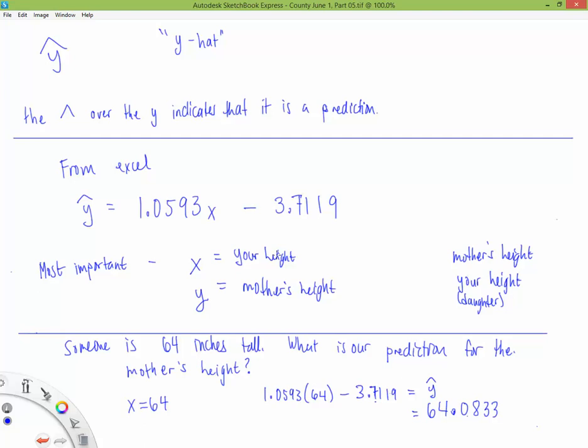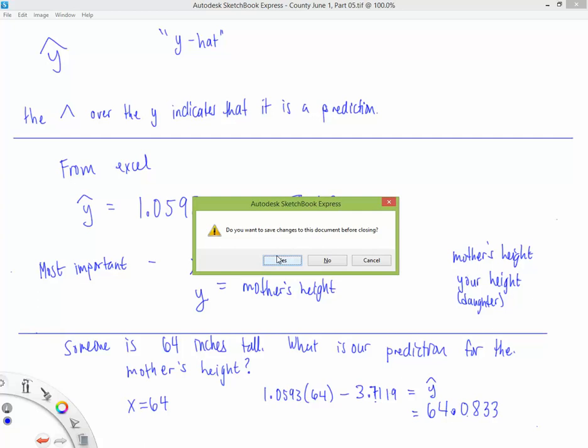Yeah, so I still haven't even finished that example. Okay, so we plug in X to predict Y. So in this case, and this is why I always ask for the interpretation, we plug in the daughter's height, which is our X, right? Daughter's height, to predict the mother's height.